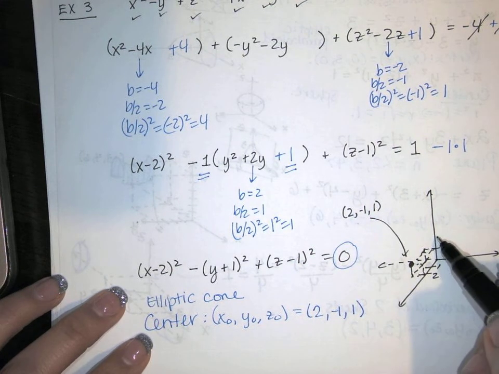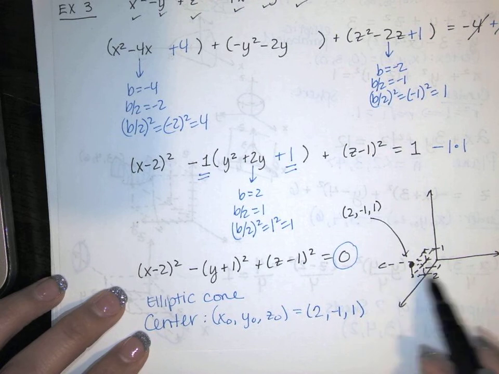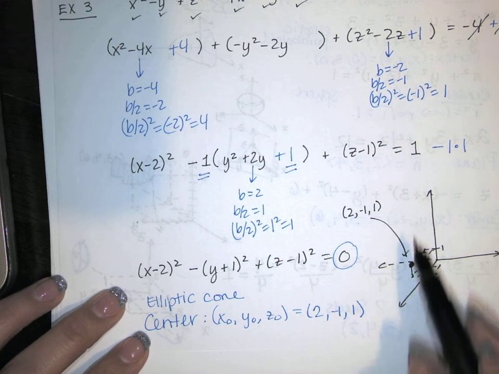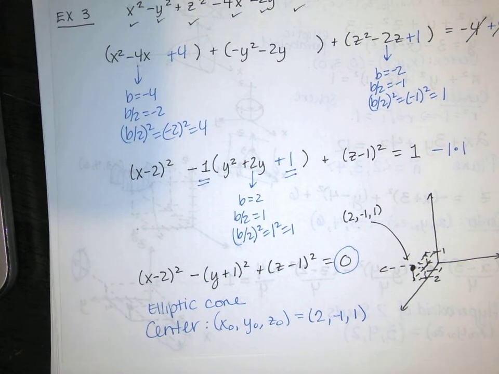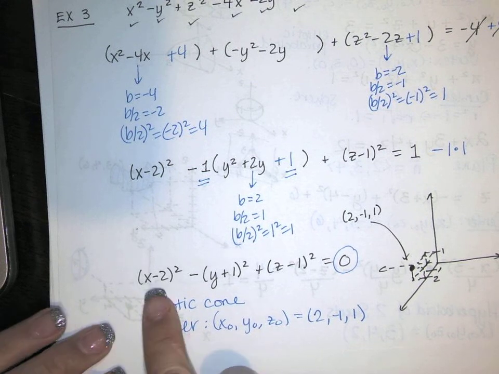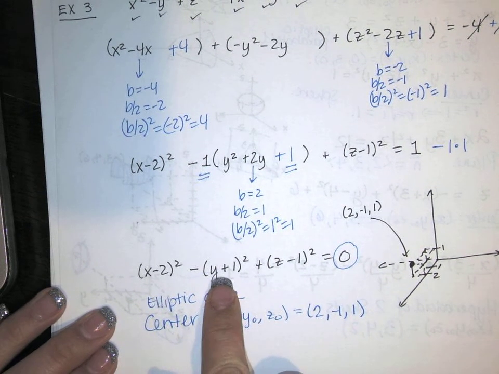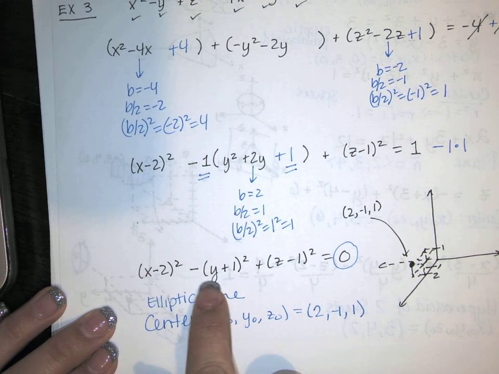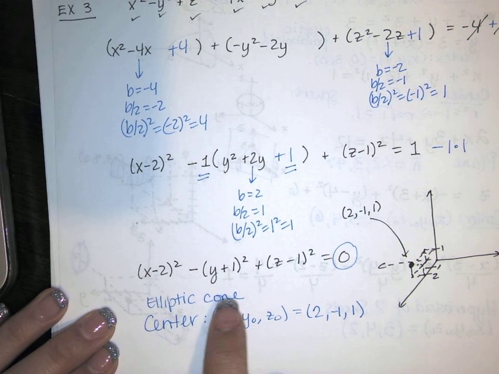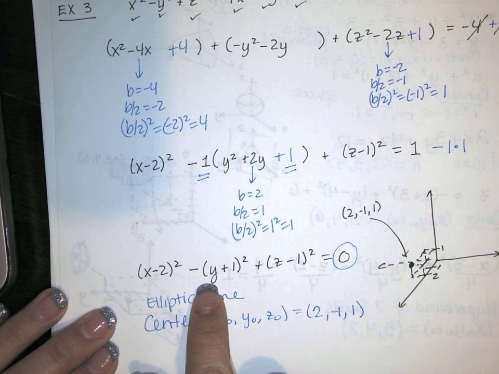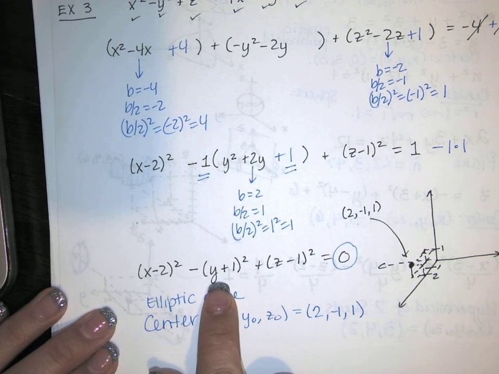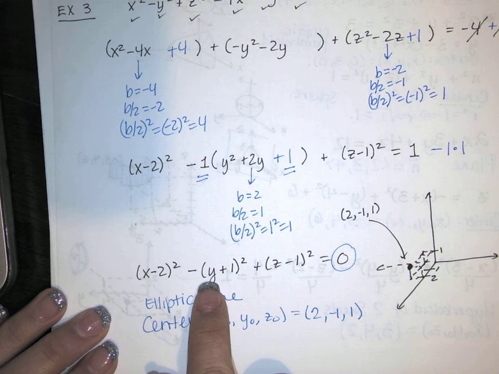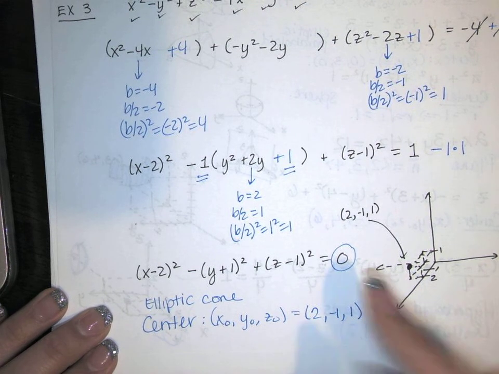Now this is a cone. Does it open parallel to the x-axis, parallel to the y-axis, or parallel to the z-axis? And how do you know? Well, remember, when we look at our equation over here, whichever term is negative, it opens parallel to that variable's axis. So we've got a negative y squared term. So our cone is going to open parallel to the y-axis. So it's going to open left and right.